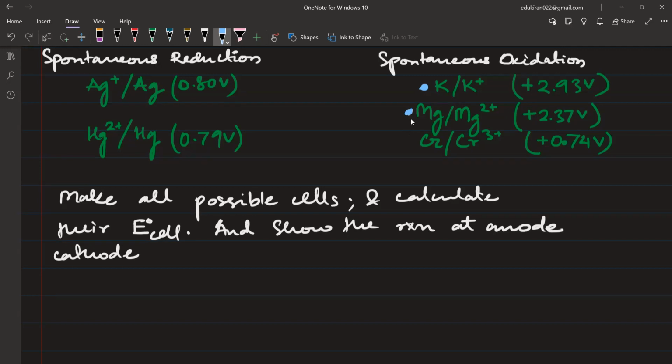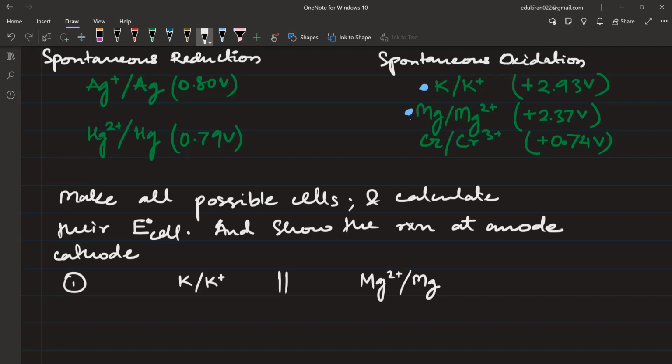Now that you have chosen, you ask yourself which is having higher oxidation potential. Which is having higher oxidation potential? K. Okay, so K will be anode or cathode? Anode. Very good. So we'll have K to K plus. Mg will be anode or cathode? Cathode. So how will I write the representation? Mg2 plus to Mg. Very good.